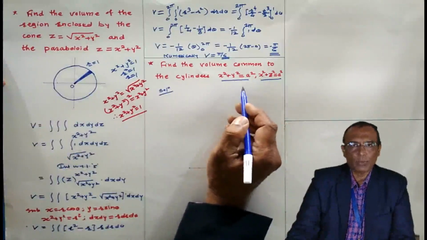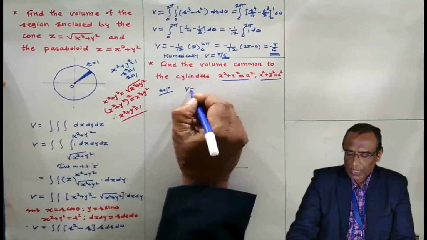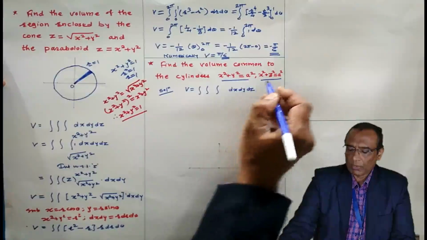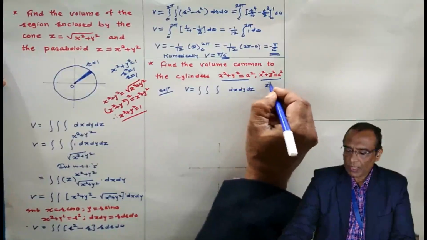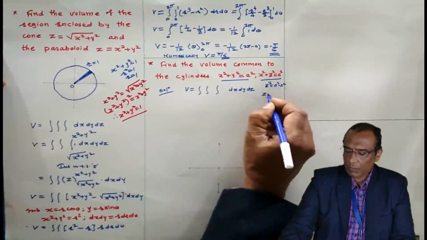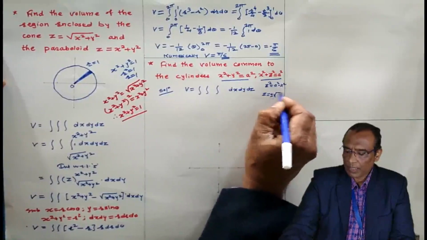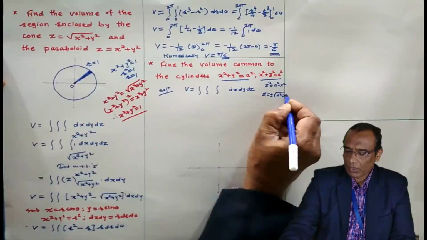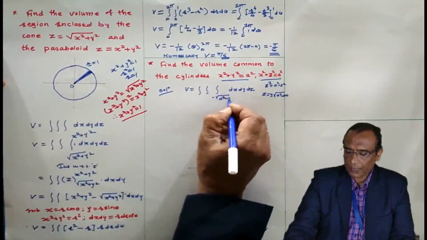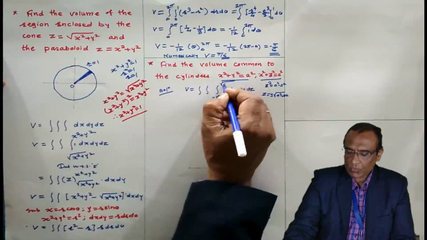Directly I am taking two values of z as the limit. V is equal to integral dx dy dz. Then what are the values of z from here? z square equals a square minus x square, and z is equal to plus minus under root of a square minus x square. This is the lower limit and the upper limit.